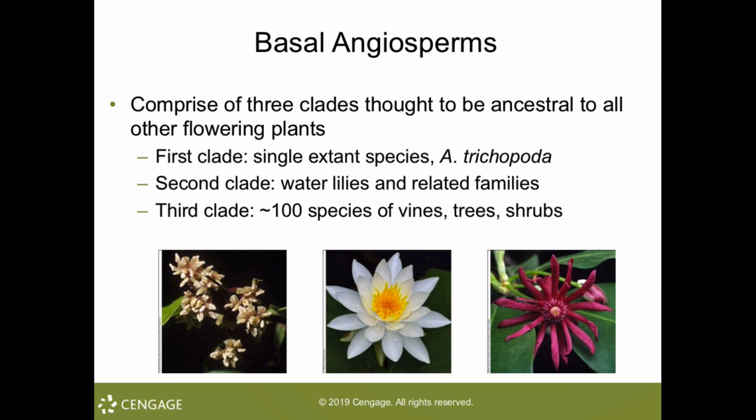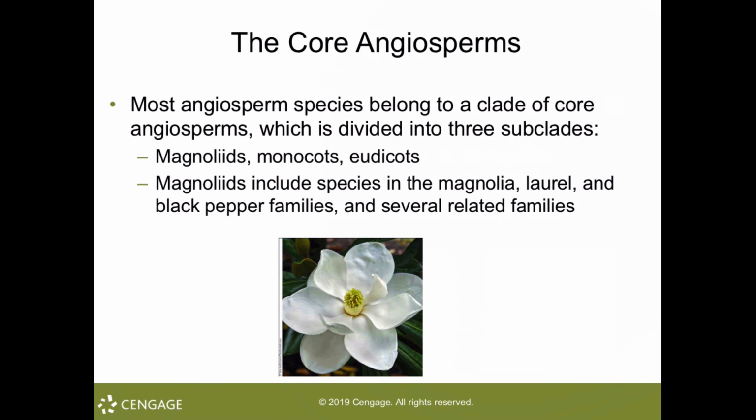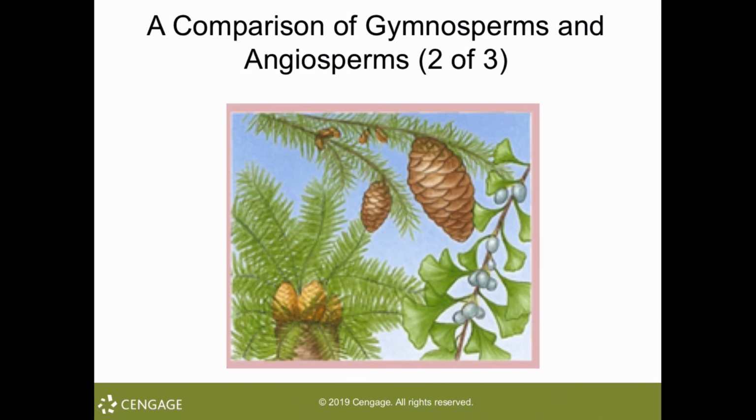And it's by cladistic analyses that this happened, meaning looking at structural features and molecular analyses. So this evidence just indicated that there were several different clades of those early diverging angiosperms. And next up would be the core angiosperms, which are divided into the three subclades: the magnoliids, the monocots, and dicots.